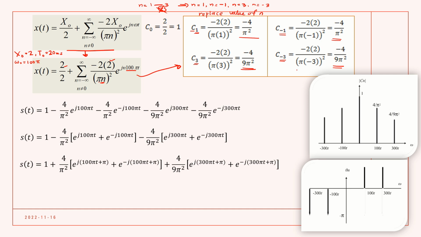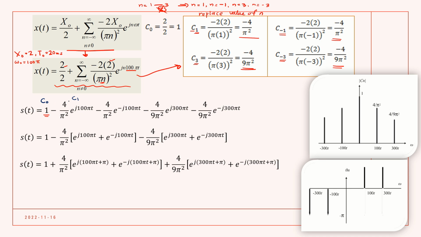All right, so now let's put it inside this equation. Let's expand this equation. So 2 divided by 2 is going to be 1. So this is your C naught value. Okay, now next, your C1 value.